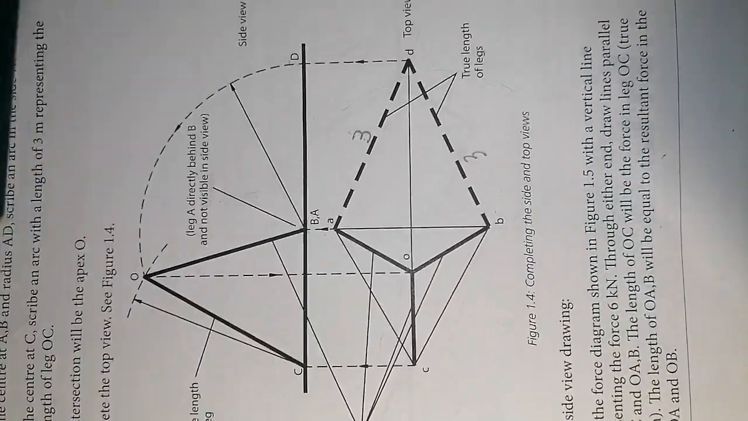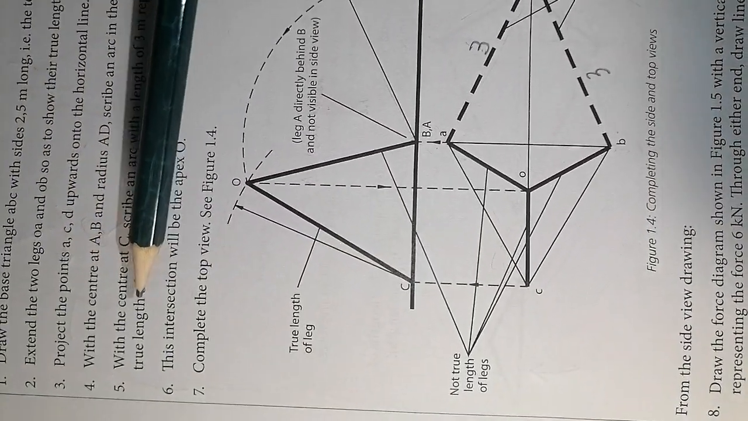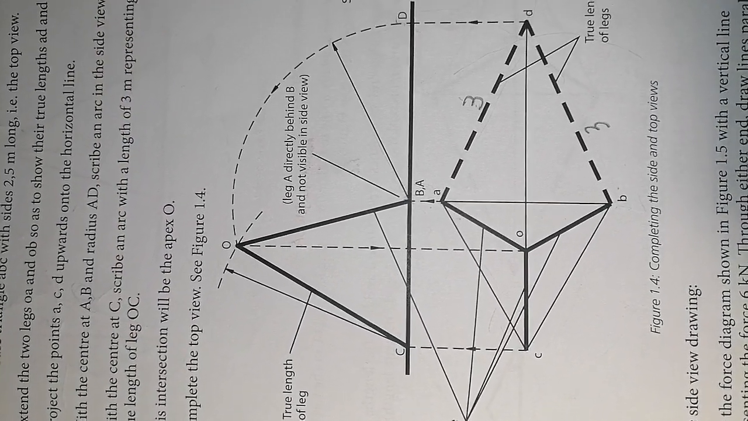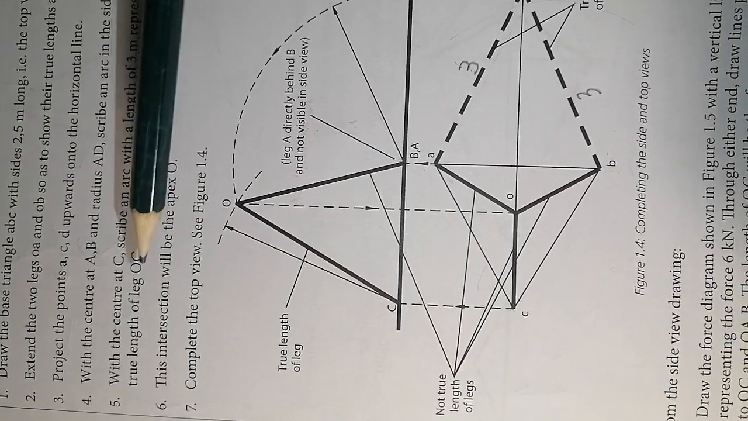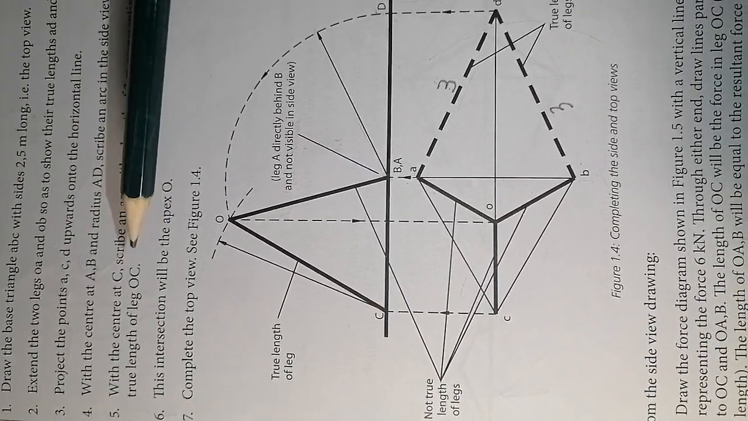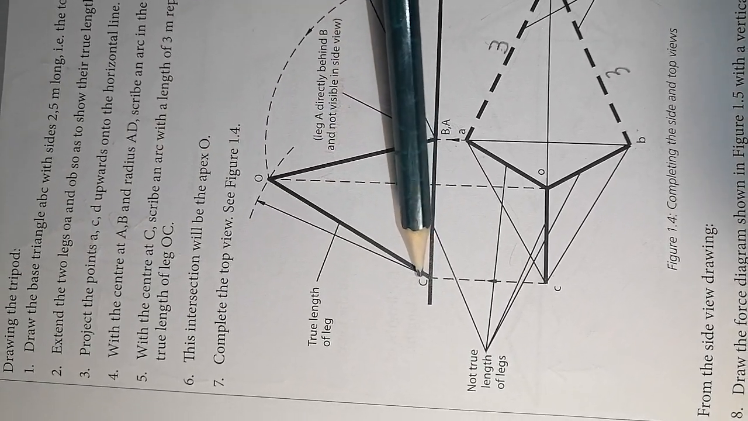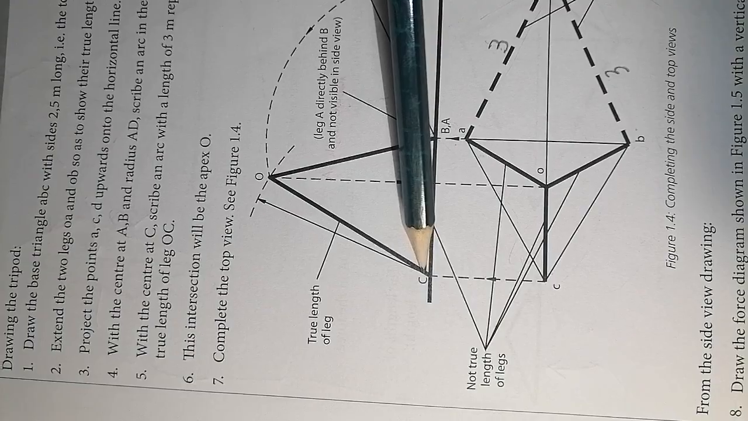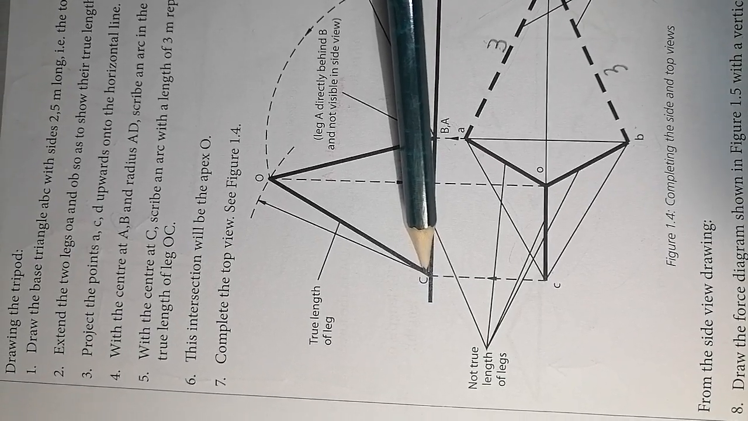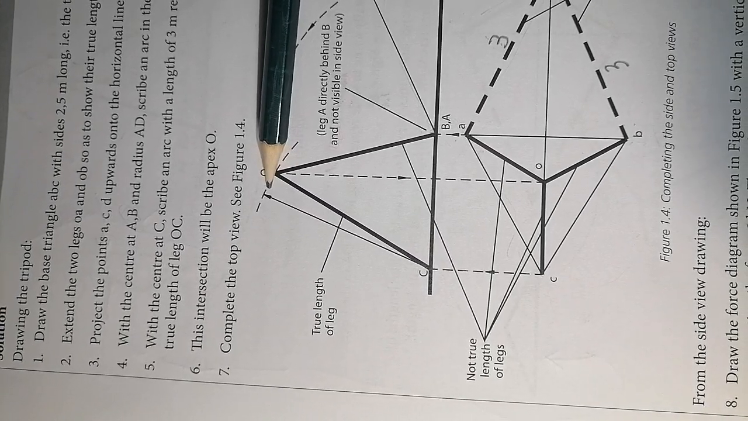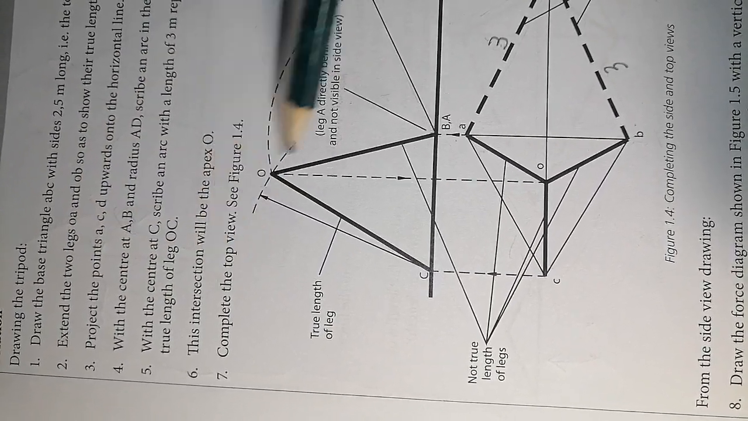Right? Point 5, with the center at C, scribe an arc with a length of 3 meters representing the true length of OC. Right, here's C. So you'll have to set your compass to 3 meter length here, this OC, 3 meter. Then we set the compass out to 3 centimeter, and then we'll draw an arc.